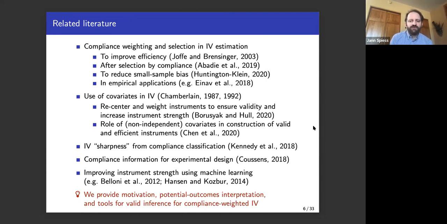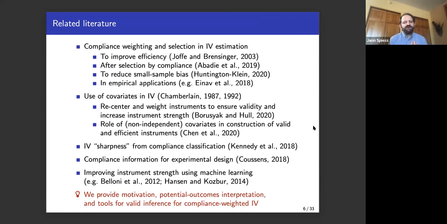There's also some recent work in econometrics playing off the similar ideas. So specifically, Abadie and co-authors have a paper of selecting subgroups by compliance and then weighting by compliance among the selected subgroups in order to avoid bias from weak instruments. Nick Huntington-Klein has probably the most related paper where he also uses tools for machine learning in order to weight by compliance and targets the small sample bias by doing so.